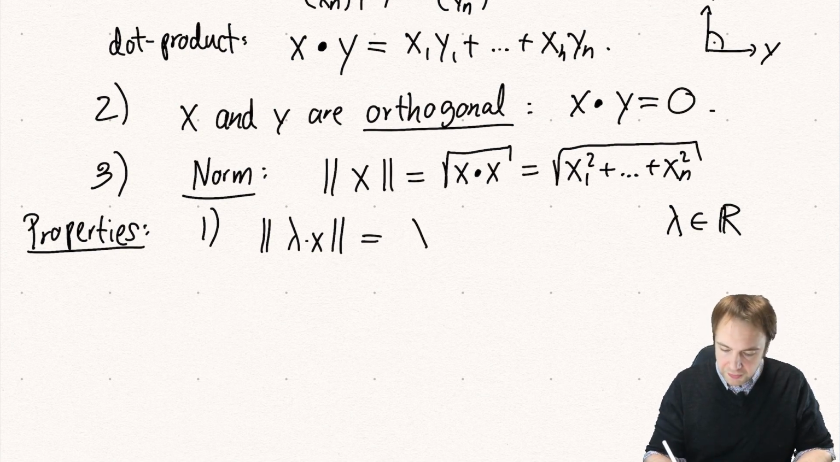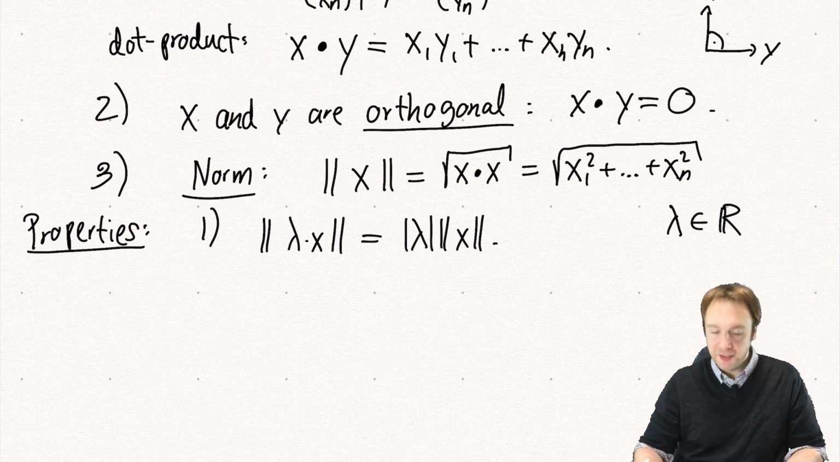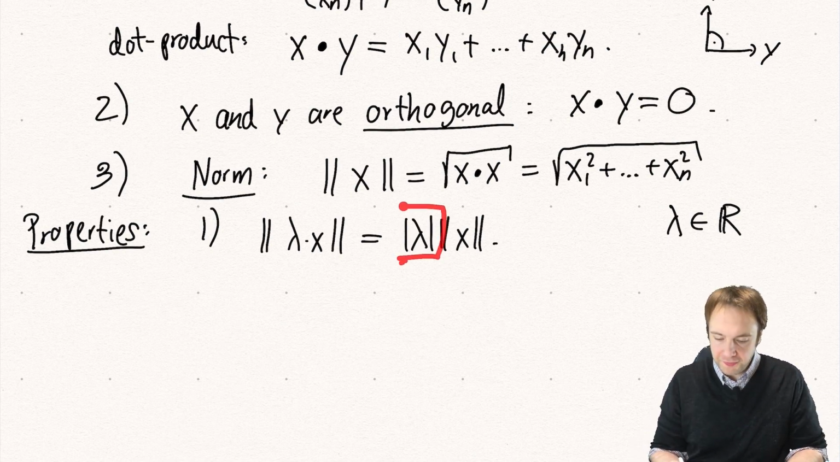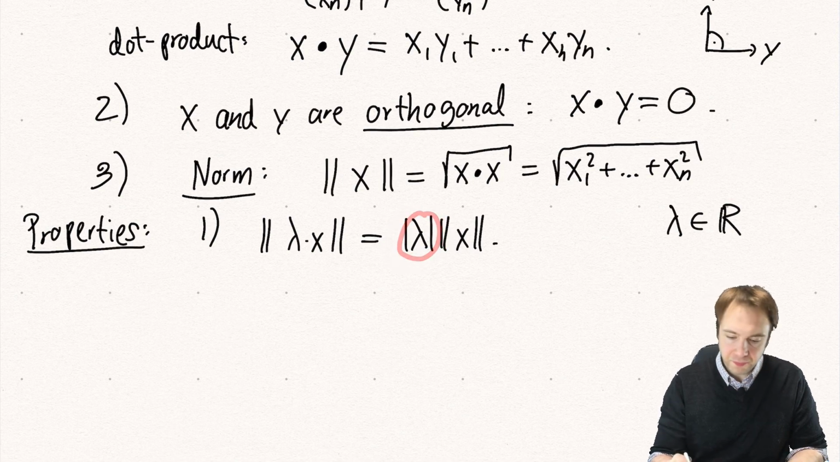So this is just lambda times the norm of x. And here at this point, this here is the absolute value of lambda. So if lambda is negative, then we just take the minus lambda here.